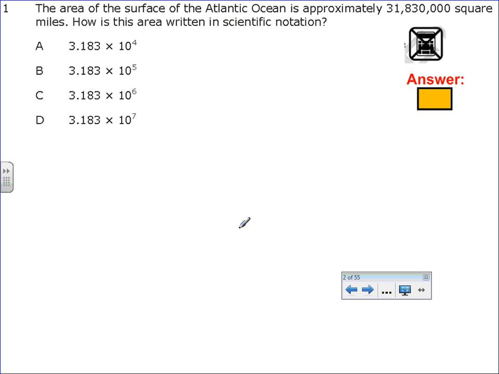So the first thing I'm going to do is rewrite my number. To write it in scientific notation, I can only have one number in front of the decimal. So if my decimal is back here, I need to move it. 1, 2, 3, 4, 5, 6. I can't stop here. That's 2 numbers in front of the decimal. If I go one more, that's 7 places, and I will have the number 3.183.